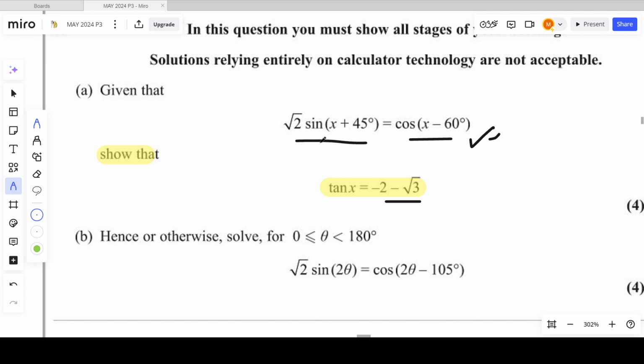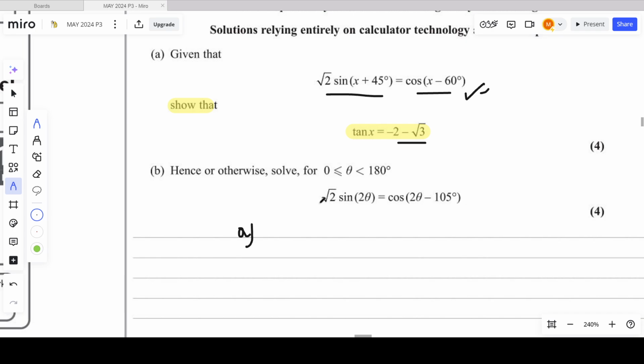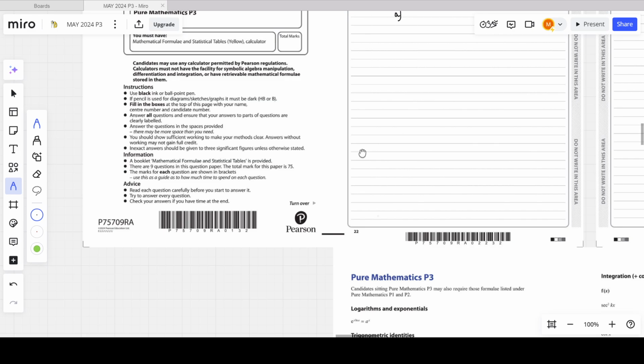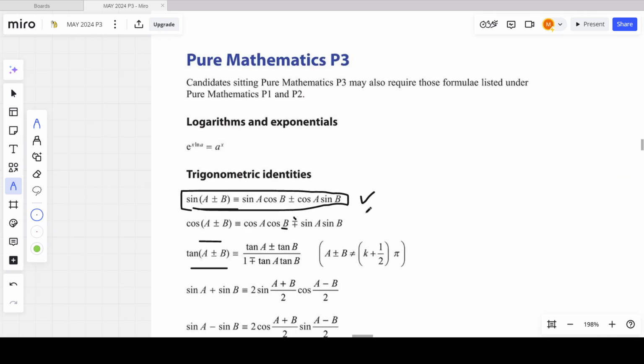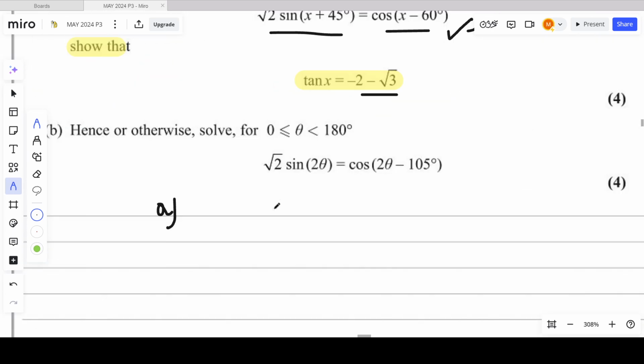If you see the given equation, it is x plus 45. That means we have to apply the trigonometric double angle formulas here. I hope all of you know these formulas. If you don't, they will still be given in the formula booklet. It's better to keep them memorized because in an exam situation, knowing the formulas will save your time. So let's apply the formulas.